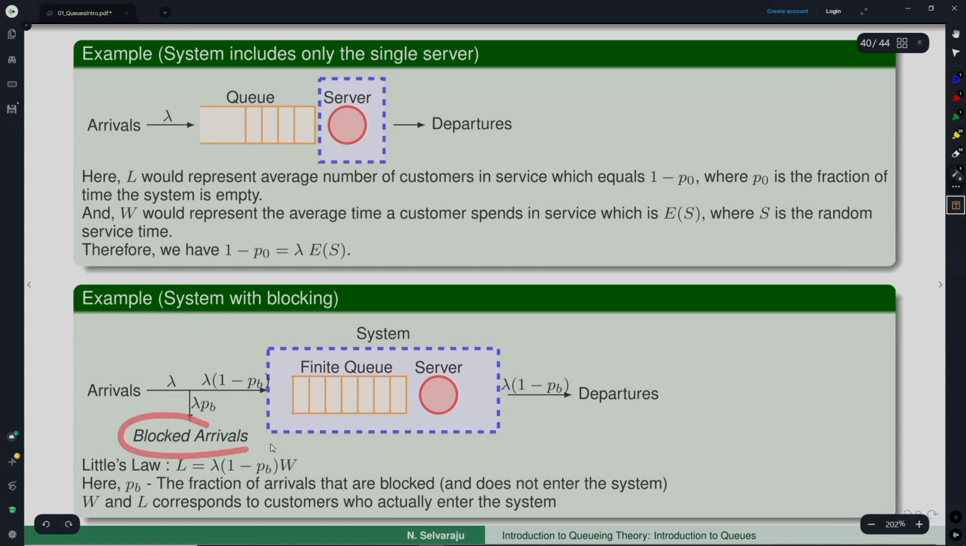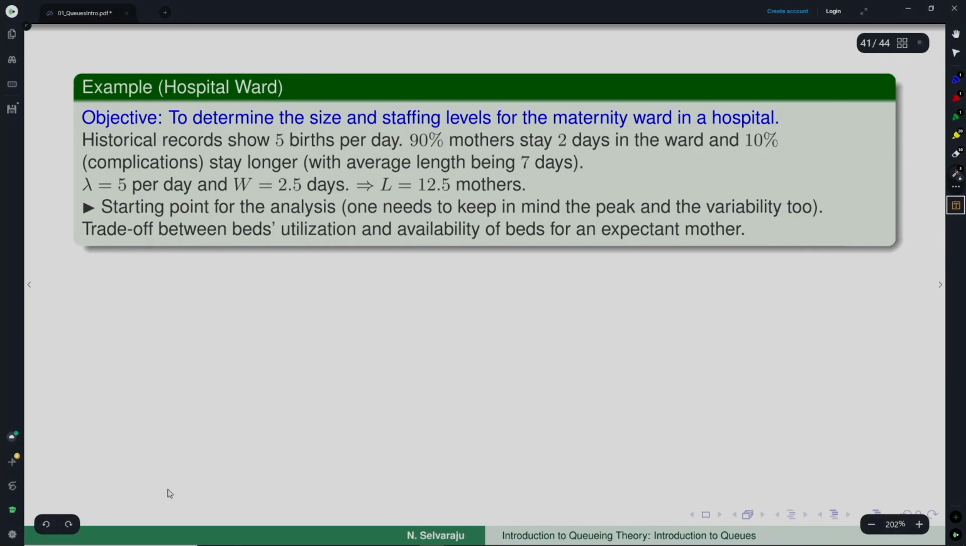Suppose I have to take care of the others: for these people, they do not enter, and if I have to compute waiting time or anything, they do not count in the number in the system and so on. So, you need to be a little careful when you are trying to interpret what this W and L are here, right. Now, let us look at a couple of very simple examples.